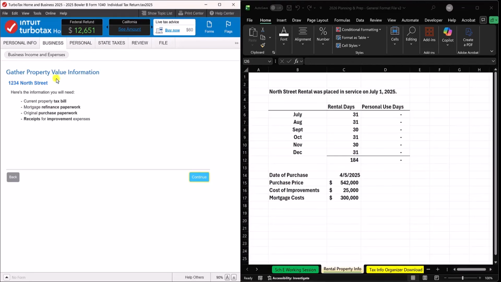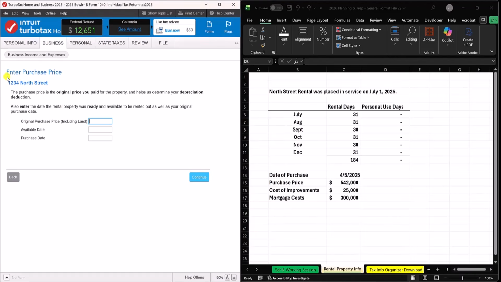Okay, gather property value information. We're going to need the current property tax bill, mortgage paperwork, purchase paperwork, and receipts for improvements and expenses. Let's just start with this information that we have right here, and as questions come up over the subsequent screens, we will add some facts and details here to build out the example. Continue. Okay, enter the purchase price. The purchase price is the original price you paid for the property, and it helps us determine your depreciation deduction.